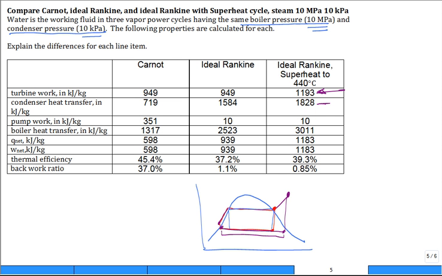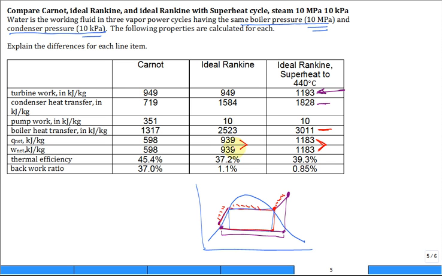How about the pump work? No change. You're still taking that saturated liquid and boosting it up from 10 kilopascal to 10 megapascal. How about the boiler heat transfer? Well, you're bringing in all of this the same, this is the same, but a lot more. So you've increased the boiler heat transfer. How about QNet and WNet? They're both the same, which is a good check.